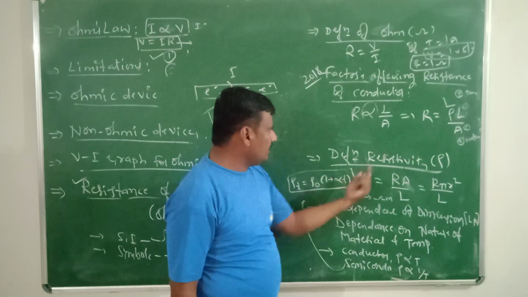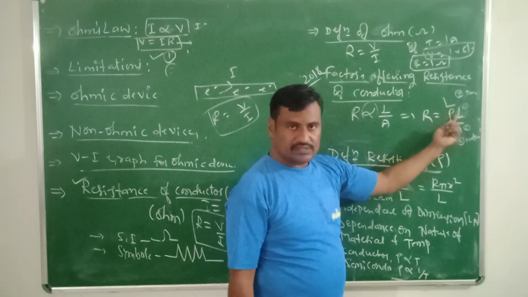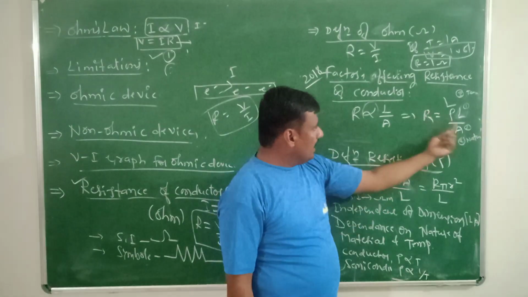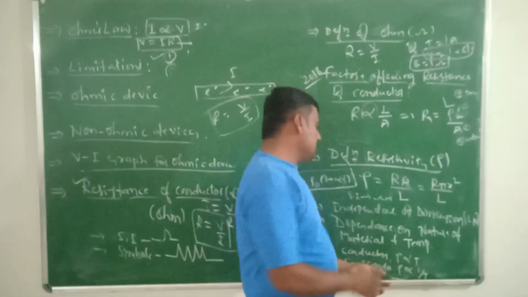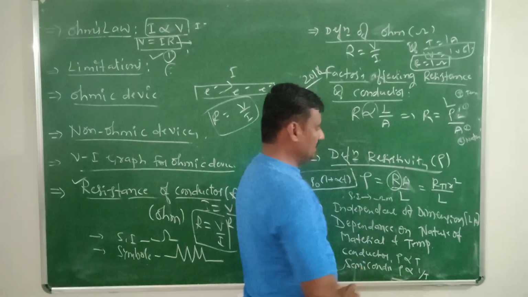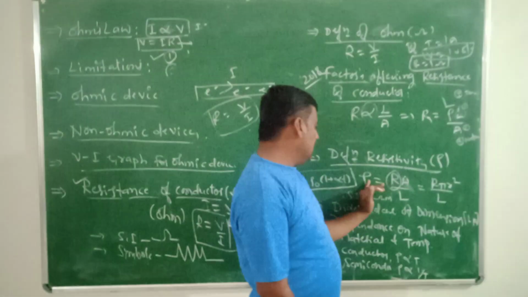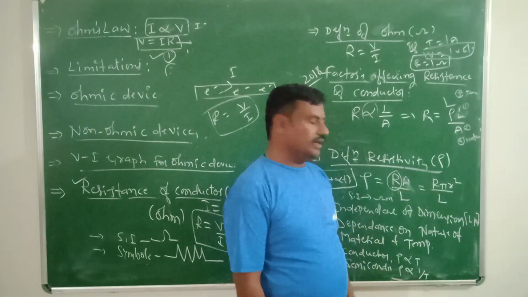Now see, the definition of resistivity. Using this formula, I am writing rho equal to R into A divided by L. Here R is resistance. Keeping this aside, rho equal to R A divided by L.